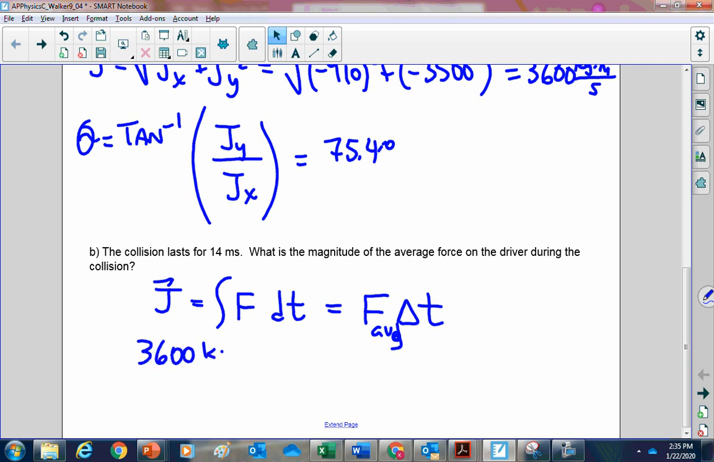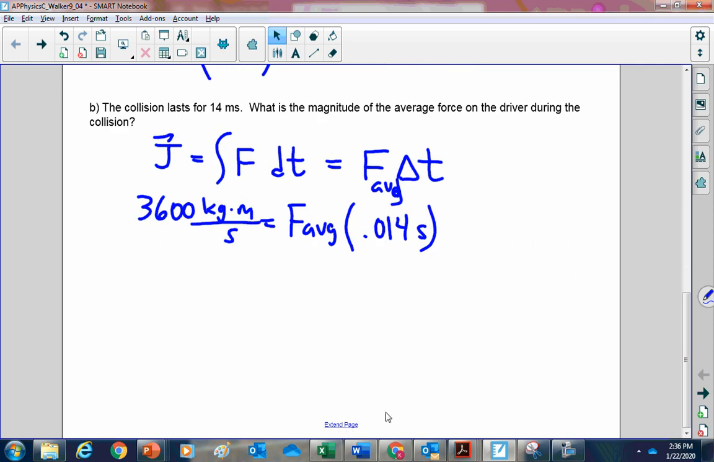So since we have impulse here, and we have a time that they give us. Now it's in milliseconds, so let's put that into regular seconds. Then we can solve for the force in newtons. So let's do that, divide both sides. And we get a huge, huge force, which is really bad for you.